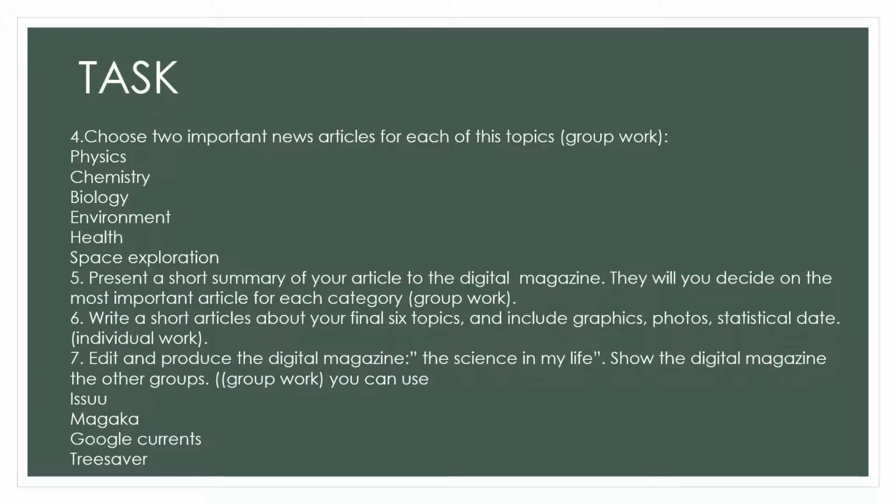Fourth, choose two important news articles for each of these topics: physics, chemistry, biology, environment, health, space exploration. Fifth, present a short summary of your article to the digital magazine. Then you decide on the most important article for each category. Sixth, write a short article about your final 6 topics and include graphics, photos, statistics, data.